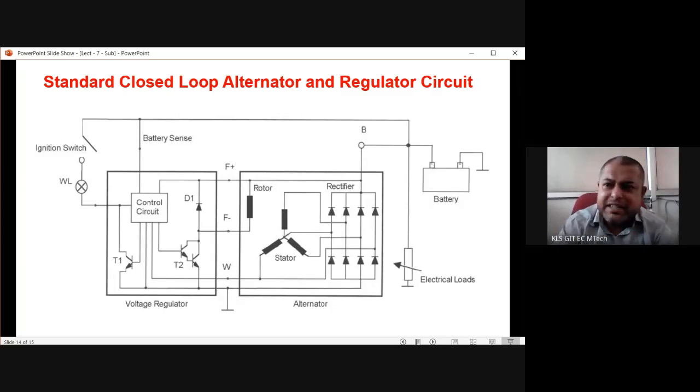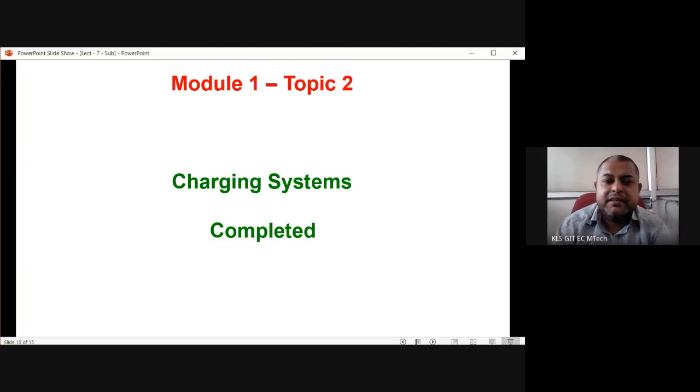There will be little changes, but more or less this is the basis of the charging system. So this overall system you should remember: who is charging where, what is the current flow, and other things. So I am declaring the second topic of module 1 complete. Next day we will start the next system. That will be the third topic, the power system and all, DC series motor and all these things we have to start.